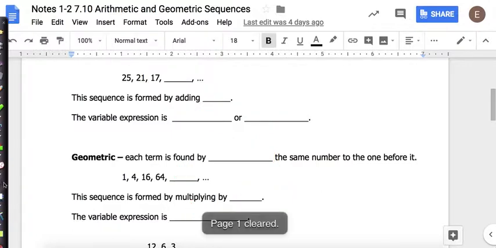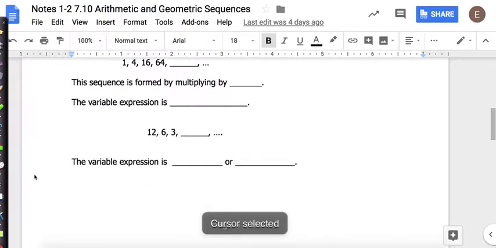Let's look at the last example here. We have 12, 6, 3. So notice we're going down here, and it's actually a division pattern. So we're actually dividing by 2. 12 divided by 2 is 6. 6 divided by 2 is 3. So 3 divided by 2 is 1.5.